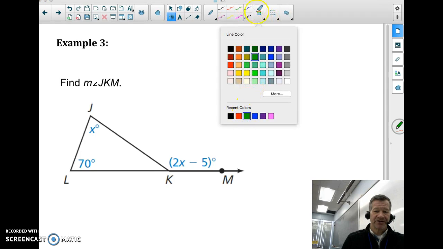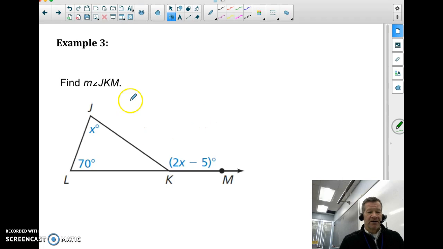Example 3 asks us to find the measure of an angle in this situation. We have a triangle, LJK is the name of the triangle. They want us to find the measure of angle JKM. Well, let's see, JKM. K is in the middle, so that's the vertex, and JKM is the angle between these two sides. So this is the angle they want me to find.